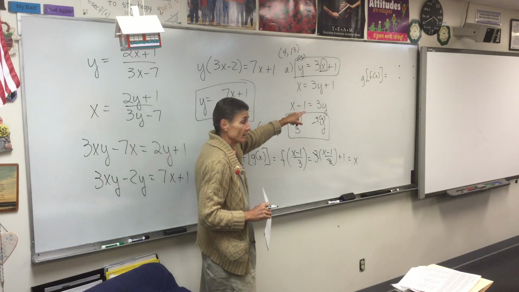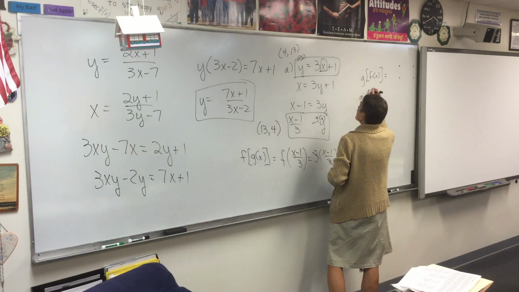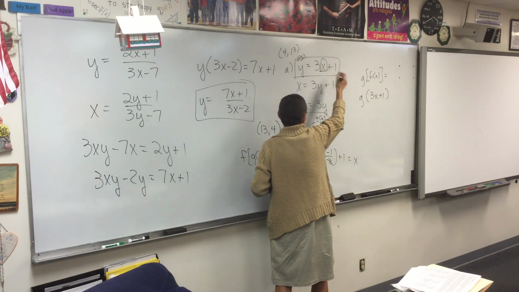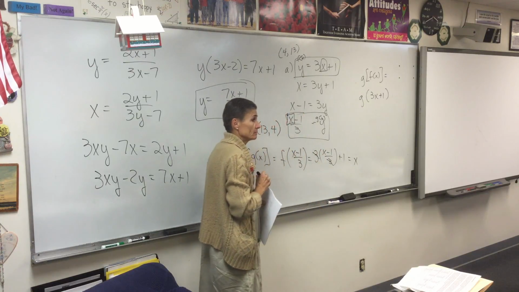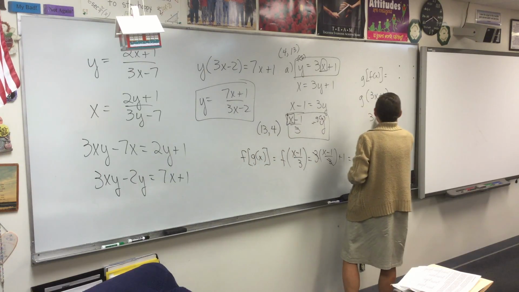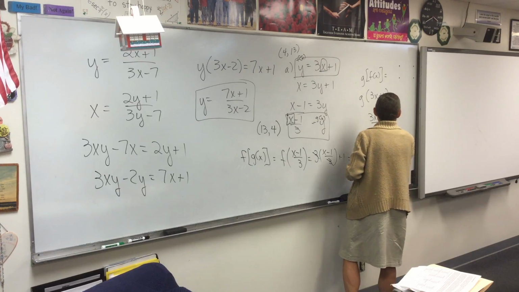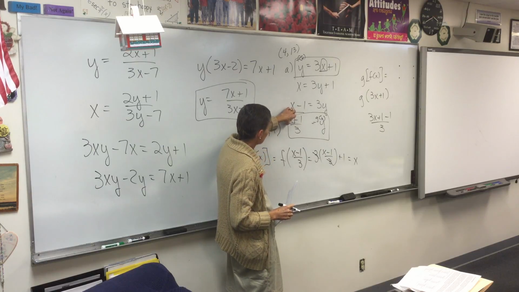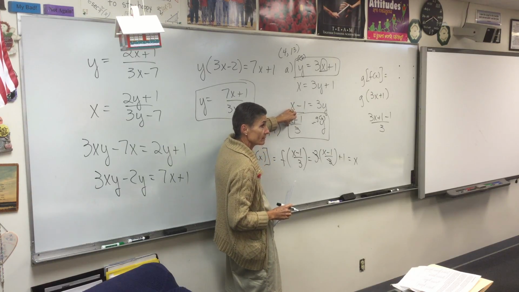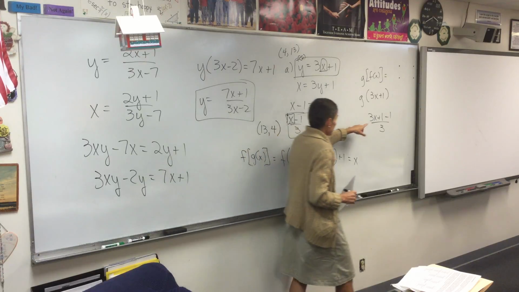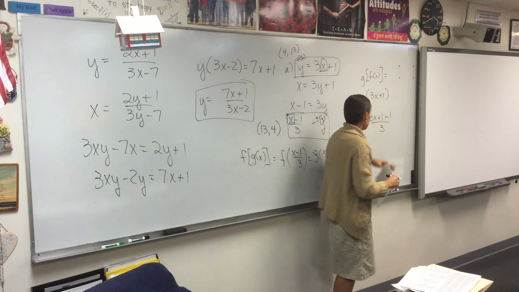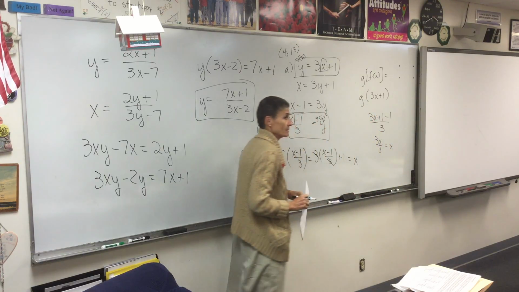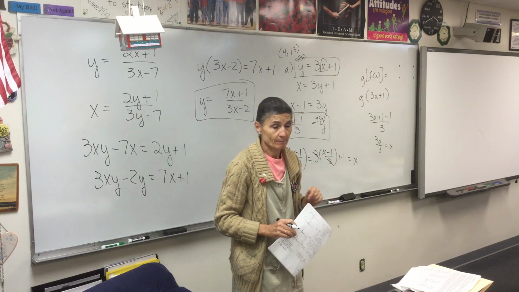So now we do the other one. We're going to plug f into g. So we're going to take f and plug it into g. So we'll have 3x plus 1 minus 1 over 3. Plug your f function right here. So 3x plus 1 goes right here. So what's plus 1 minus 1? 0. So I'm left with 3x over 3, which reduces to x. Now I have proven it.